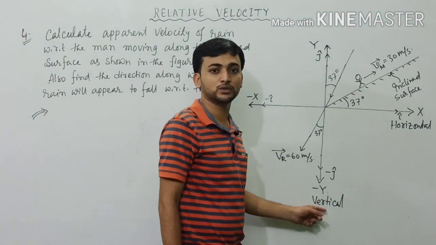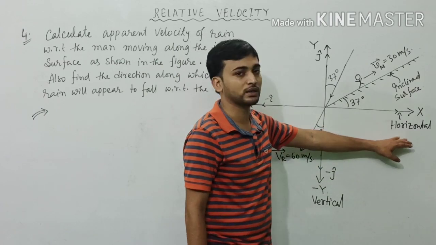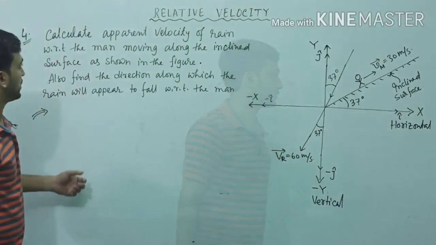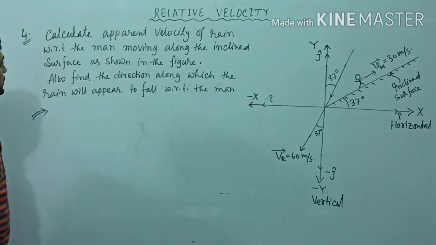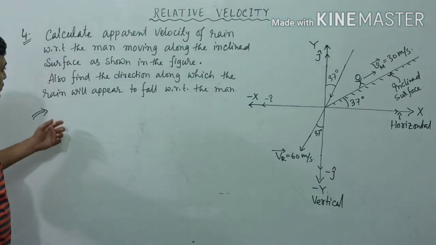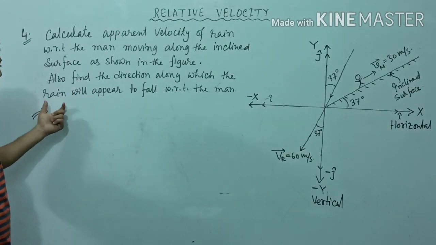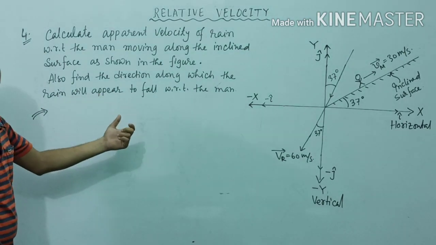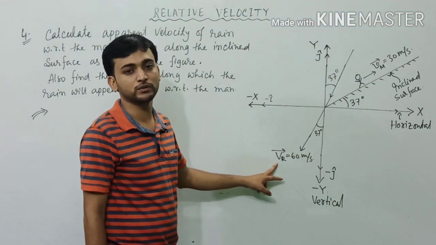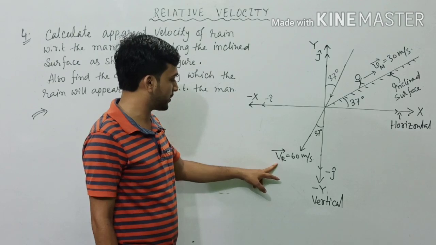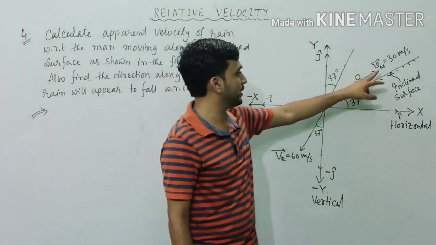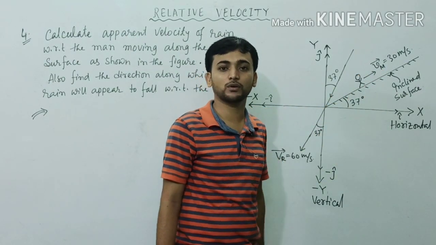Now the vertical direction is chosen along y-axis and horizontal direction is chosen along x-axis. Now we have been asked to find the apparent velocity of rain with respect to man and also the direction along which the rain will appear to fall with respect to the man. To find the apparent velocity of rain with respect to man, first of all we have to express VR vector and VM vector with the help of their rectangular components.